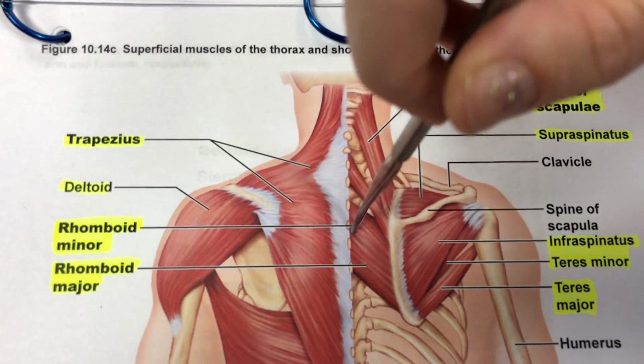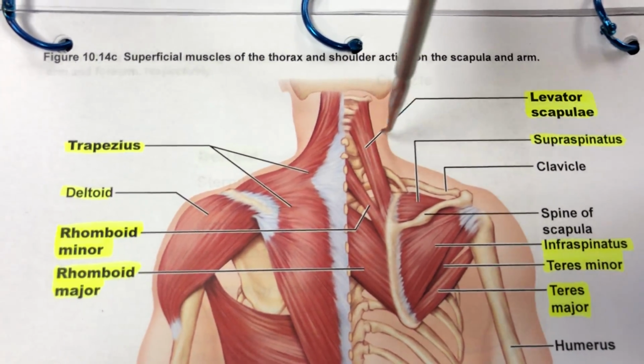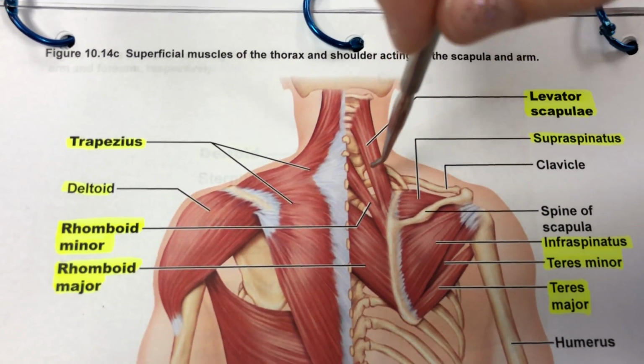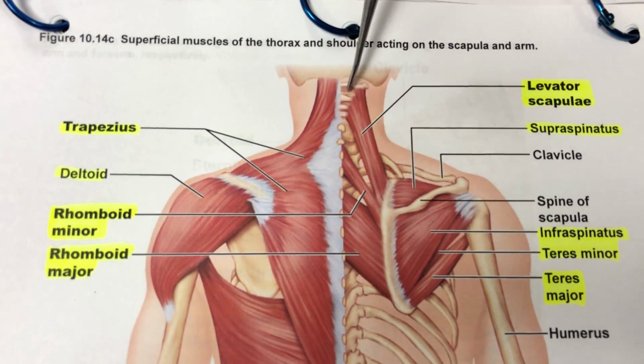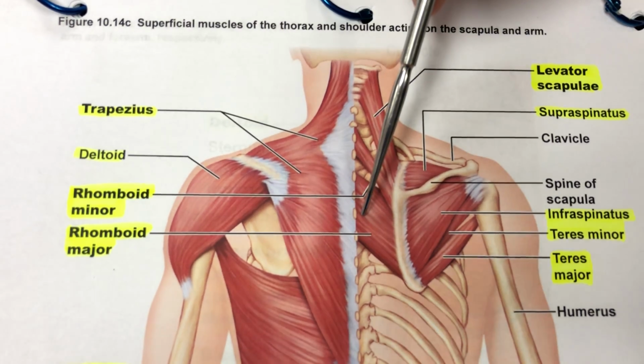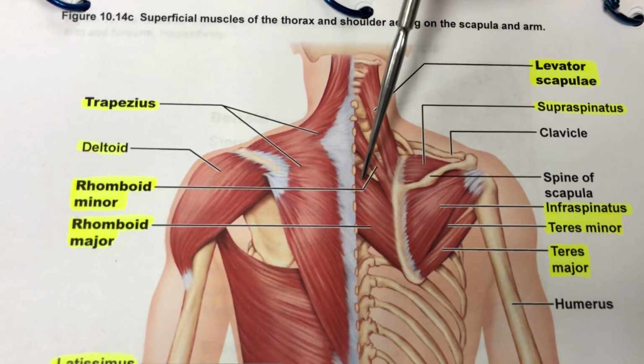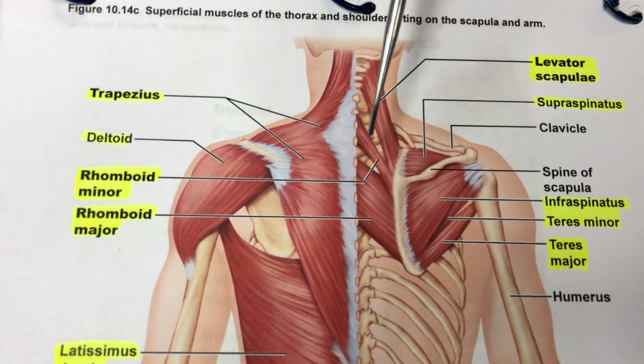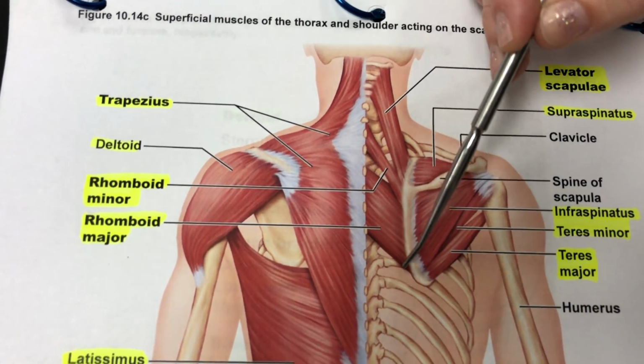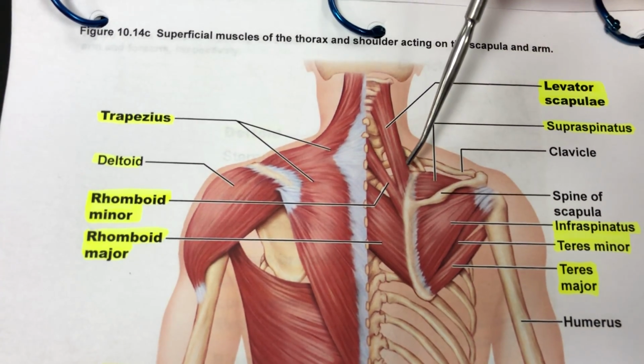And it originates in the spinous process of C7 and T1 through T5. So here, oh, wait, yeah. Here and here. And it inserts on the medial border of the scapula, so deep in there.